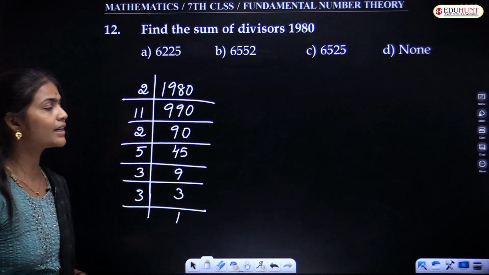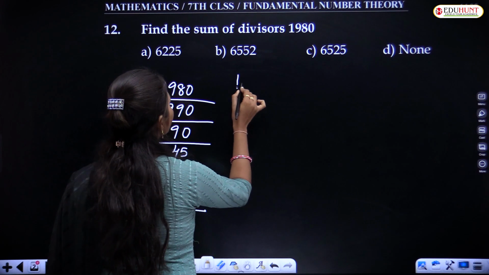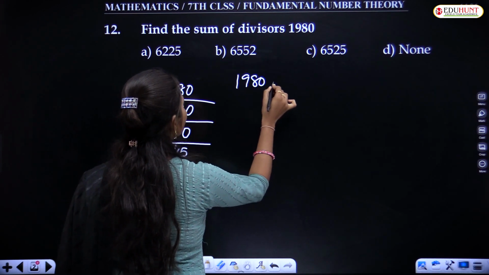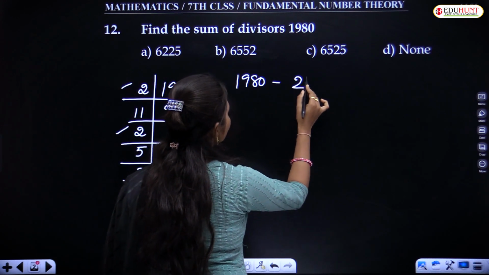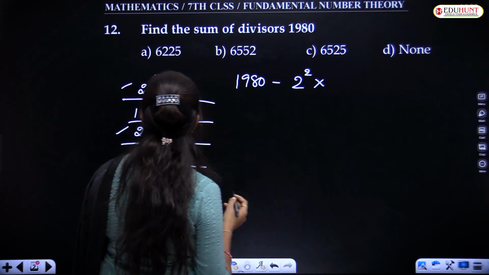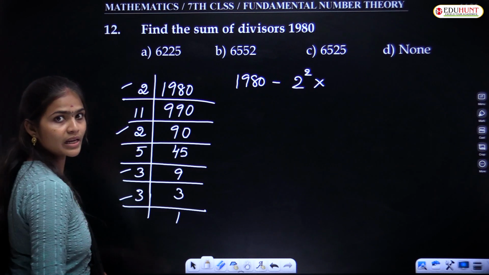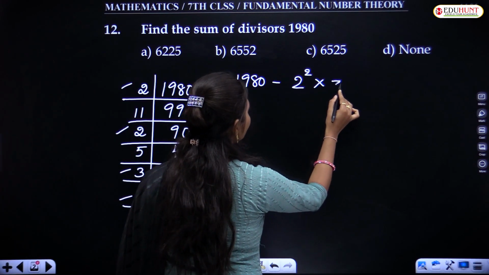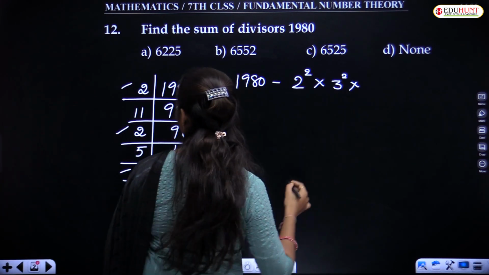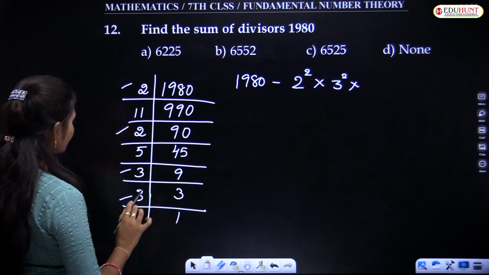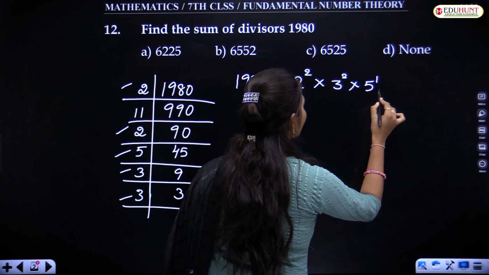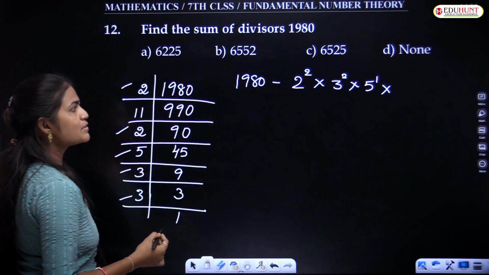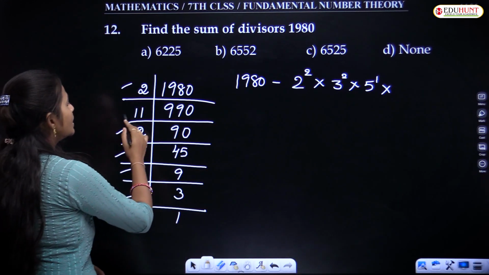So what is the prime factorization of 1980 here? We can write it in standard form as 2 repeated 2 times, so 2 square. Next, 3 repeated 2 times, so that is 3 square. 2 is completed, 3 also completed. Next one is 5, 5 only once there, so 5 power 1. After 5, 7 is not there, so next we have to go for 11.